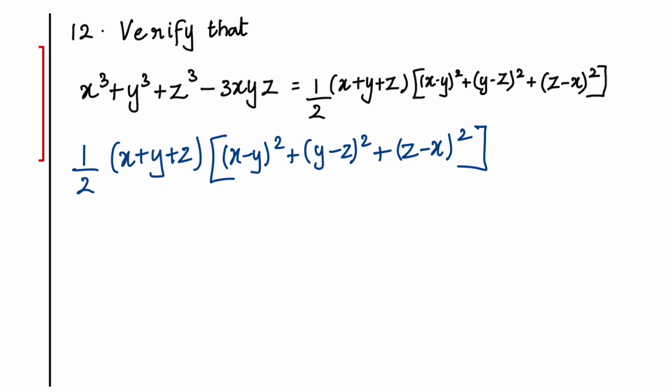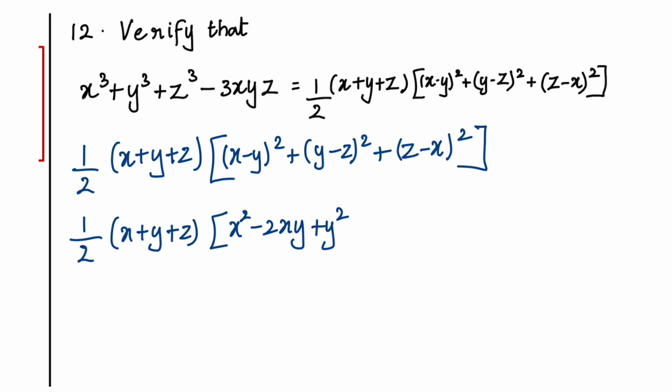Now what you're going to do is expand this x minus y the whole squared, y minus z the whole squared and z minus x the whole squared. So we have 1 by 2 x plus y plus z into x minus y the whole squared is x squared minus 2xy plus y squared, right? And then we have y minus z the whole squared, so that is y squared minus 2yz plus z squared, and then we have z minus x the whole squared, so that is z squared minus 2zx plus x squared.